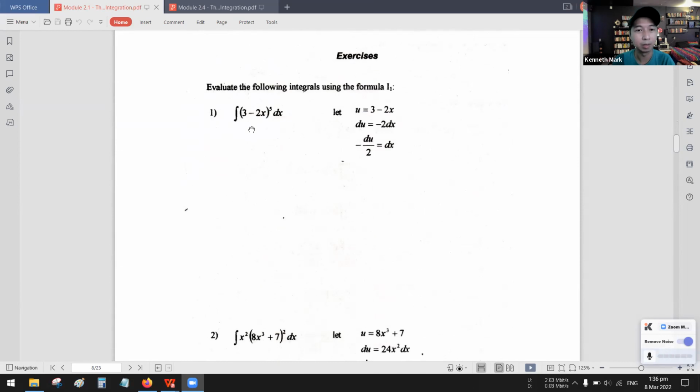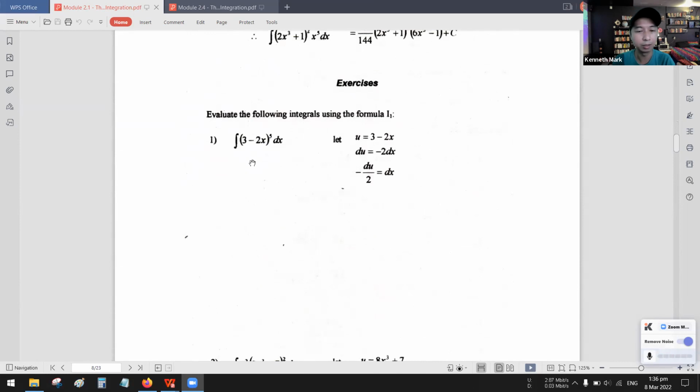Okay, so this is included sa inyong exercises, no? So we have here an integrand, that is (3 minus 2x) raised to 5 dx. So this is yung n natin is 5, no? Diba? So ano yung first step na gagawin natin? So yung first step is we apply the substitution. So nandito na given na.